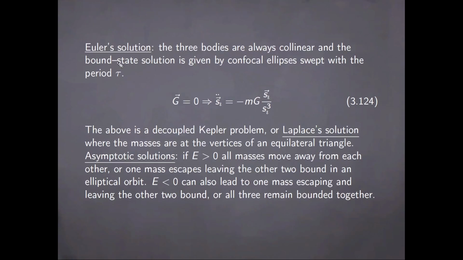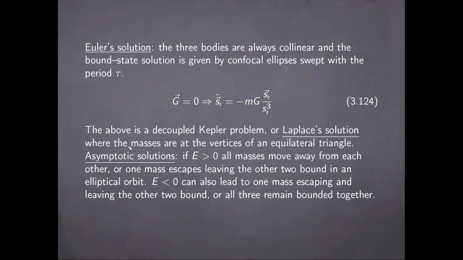One example is the Euler solution, which is a solution where the three bodies are always collinear and the bound state is given by confocal ellipses swept with the period tau. In the particular case where the g vector vanishes, this leads to a case of three decoupled equations, which together constitute a decoupled Kepler problem, for which the solution found by Lagrange is that where the masses are located on the vertices of an equilateral triangle.